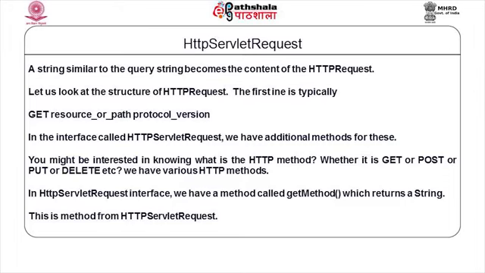Fine. What is there in an HTTP request? The first line has the method name, it might say get or post or something, and then it has the resource, the path, and then the protocol version. Let us see the methods we have, because this is specific to the HTTP protocol. We have an interface called HttpServletRequest, which extends ServletRequest, and we have additional methods for these.